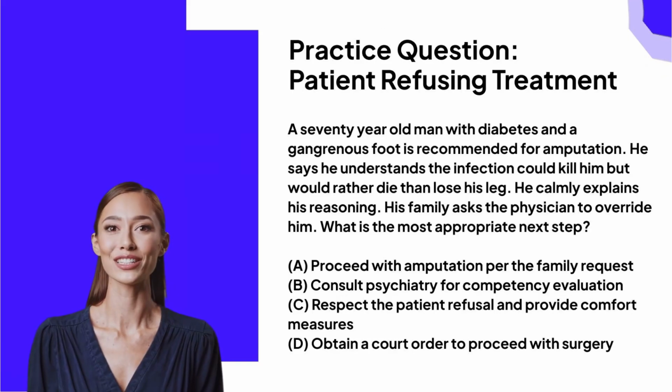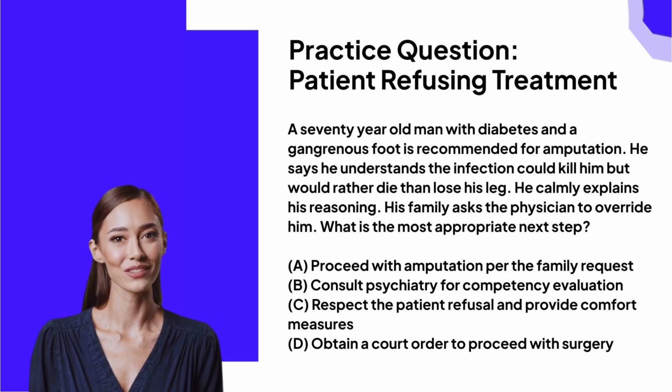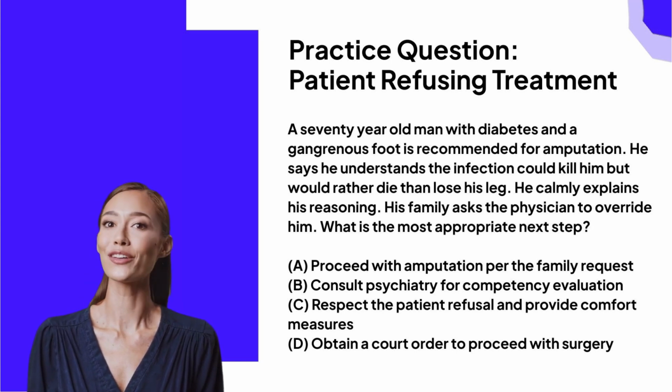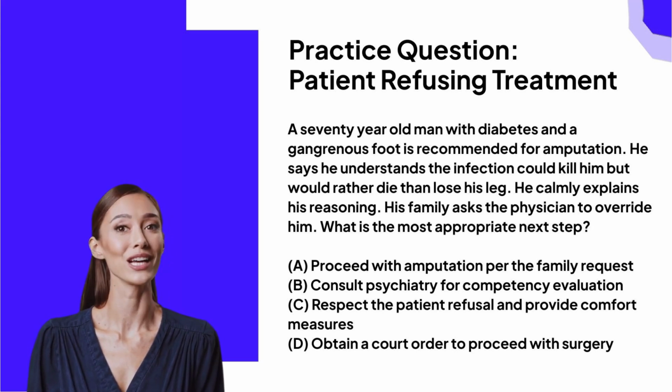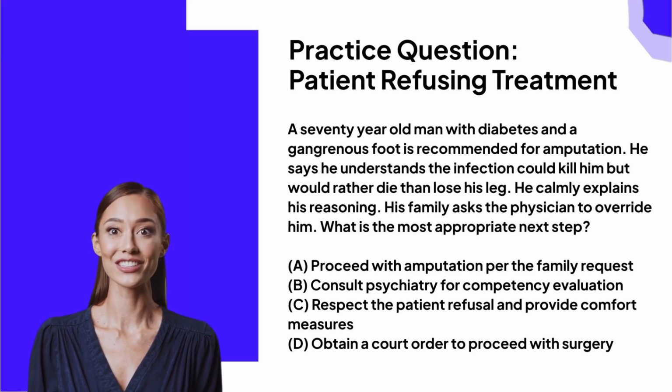Here is our second practice question. A 70-year-old man with diabetes and a gangrenous foot is recommended for below-knee amputation. He says he understands the infection could kill him, but states he would rather die than lose his leg. He calmly explains his reasoning and describes his values. His family is upset and asks the physician to override his decision. What is the most appropriate next step? Think carefully about the 4 criteria for capacity here.